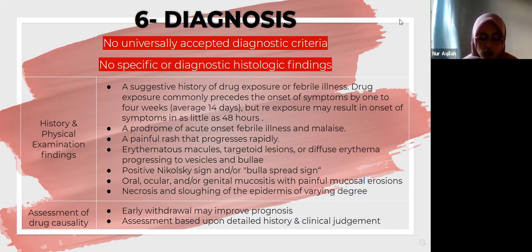Okay, if we say that the SJS may be due to a drug, then we need to do the assessment of drug causality, because early withdrawal of the drug will improve the prognosis of the patient. And the assessment is done based upon the detailed history and clinical judgment, only based on the drug that we suspect to be the causative agent of the SJS.